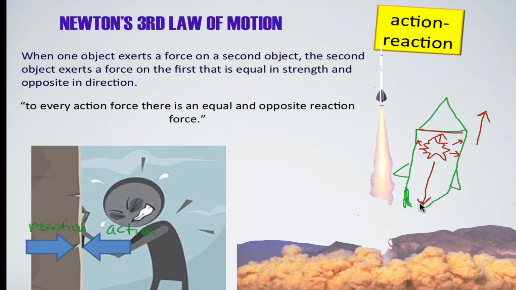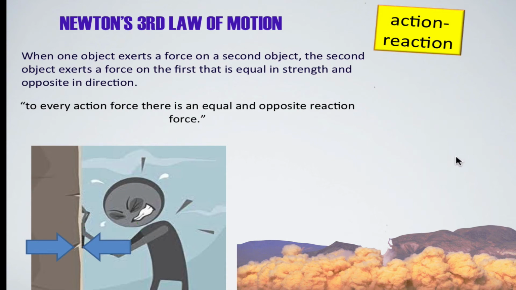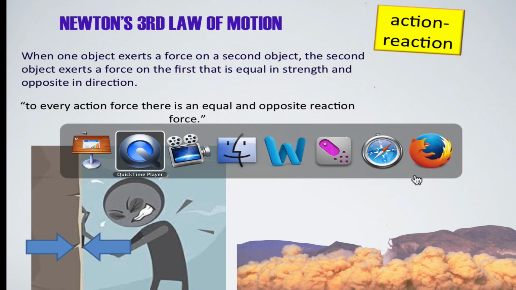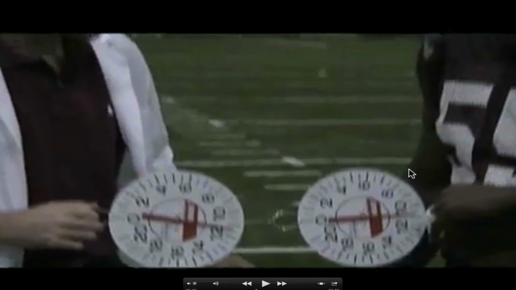Now, one thing that you need to know about action-reaction pairs is that they occur at the same time, and the forces are always going to be equal, and that might not always be too intuitive to you, but here's an example real quick to kind of explain how that happens. So let me show you real quick. Let me go to a video here.